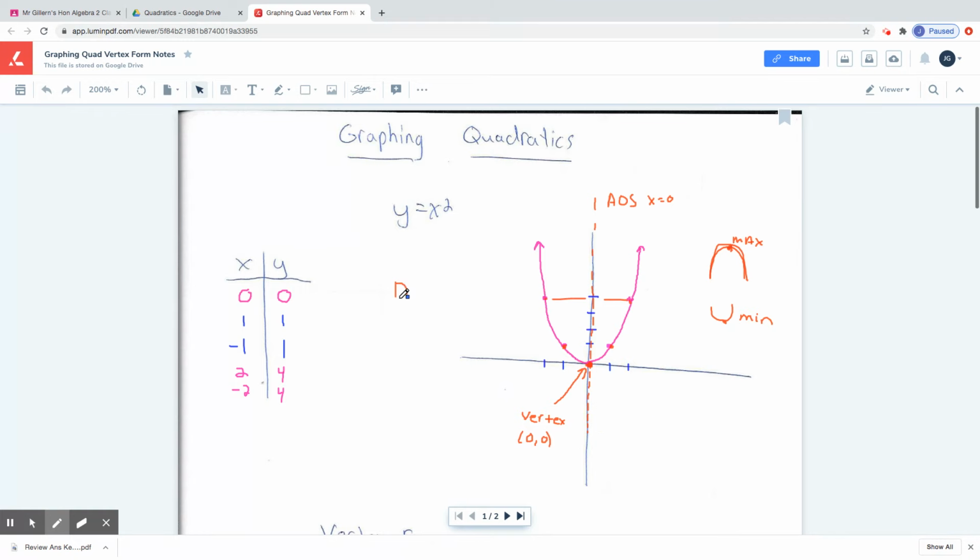Now, if we talk about domain and range, D for domain, R for range.